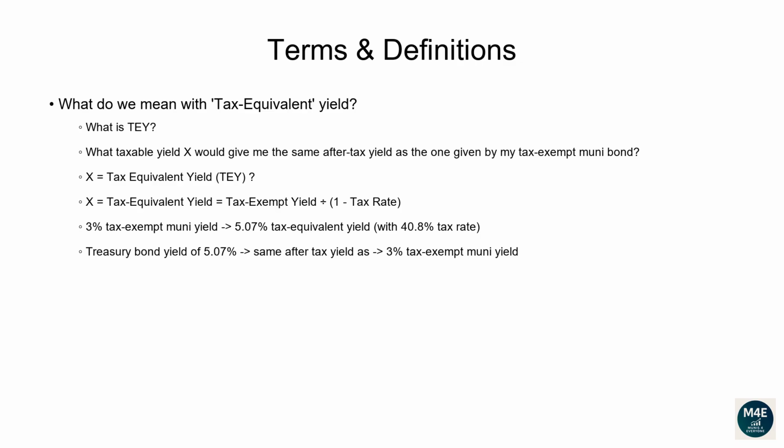The formula to compute the tax-equivalent yield is given by muni tax-exempt yield divided by 1 minus tax rate. For example, if a muni bond yields 3%, and you're in the 40.8% tax bracket, the tax-equivalent yield would be 3% divided by 1 minus 40.8%, and that's equal to 5.07%. So a taxable bond like a US Treasury would need to yield at least 5.07% to match the yield of a tax-exempt muni bond, currently yielding 3%.